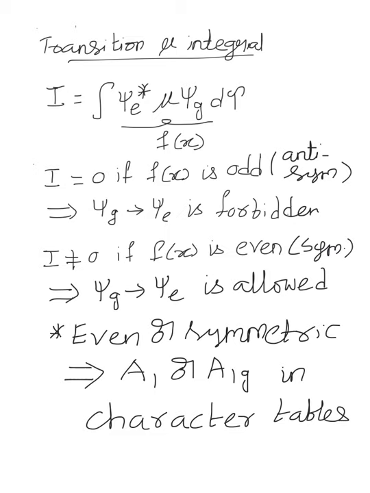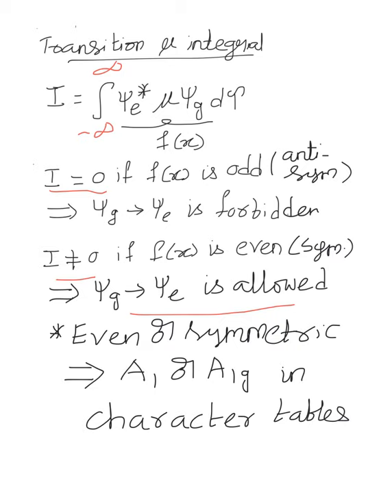In last class, we discussed even functions and odd functions and the concept of the transition dipole moment integral. Before proceeding further, let us revise these concepts once again. The transition dipole moment integral is given by the integral from minus infinity to infinity of psi e star mu psi g d tau. This integral is very important in predicting whether a spectroscopic transition is allowed or forbidden. If this integral is 0, then the transition is forbidden. If the integral is not equal to 0, then the transition is allowed.